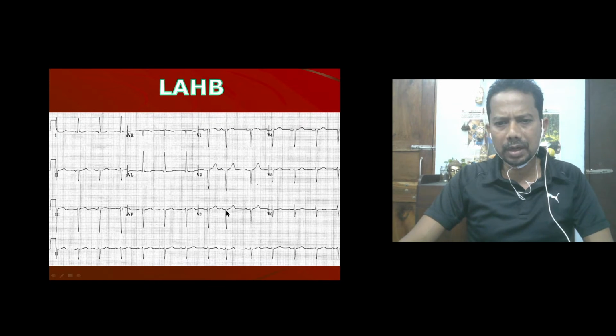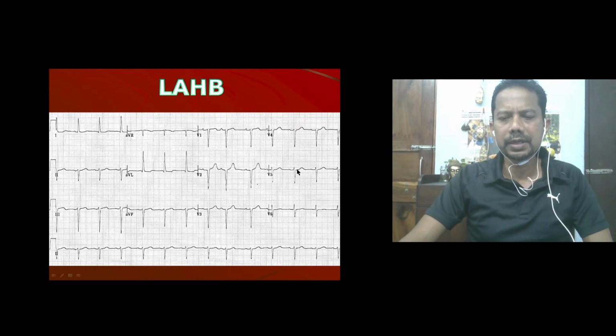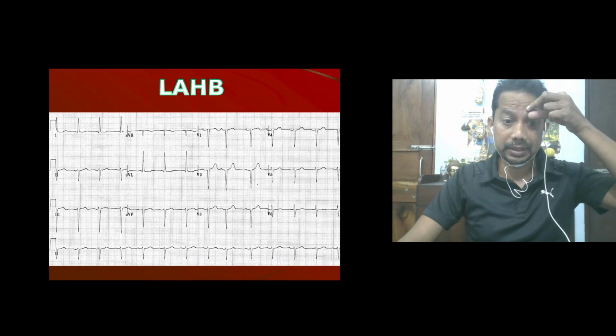So R wave amplitude progression is not good. V1, V2, V3, V4, V5. See, R waves are not progressing so nicely. So this is anterior wall MI, old anterior wall MI, old anterior wall ischemia. So that is how I will interpret this ECG.